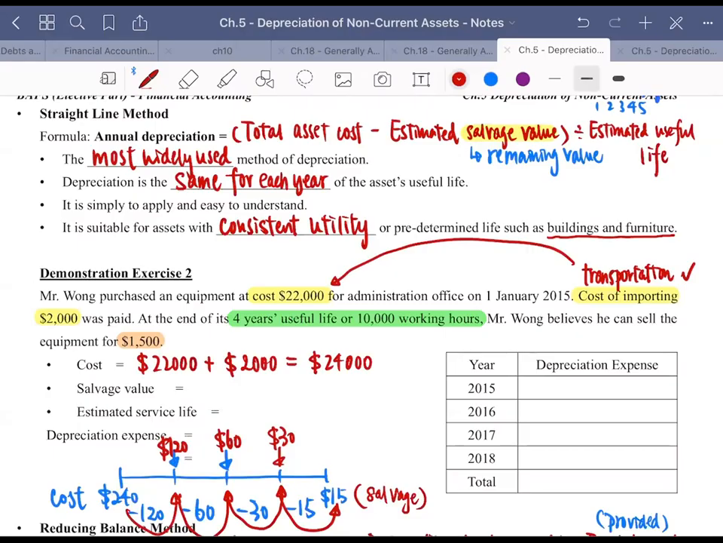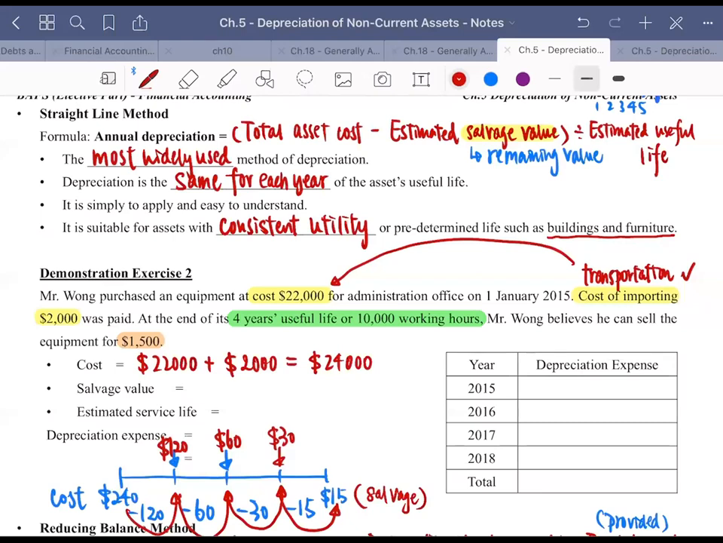So we get the cost of the equipment. And the second part, I would like to ask, what is the salvage value? The remaining value, or you may say the sellable value after we have used this equipment for the whole estimated useful life.